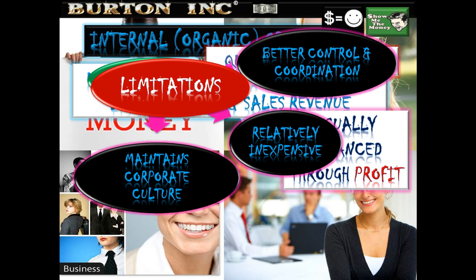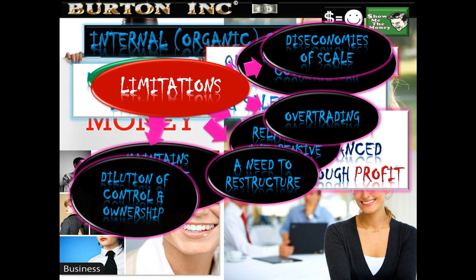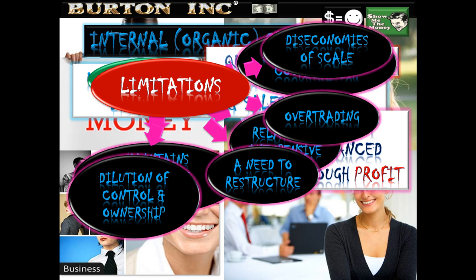But the limitations. Because it's smaller, economies of scale are not easily achieved. So diseconomies of scale could be a possible disadvantage. Over trading, a need to restructure the business, and as we grow, there could be dilution of control and ownership. As we grow, maybe we have to bring in more specialist managers, and these managers take control of different functional areas of the business.